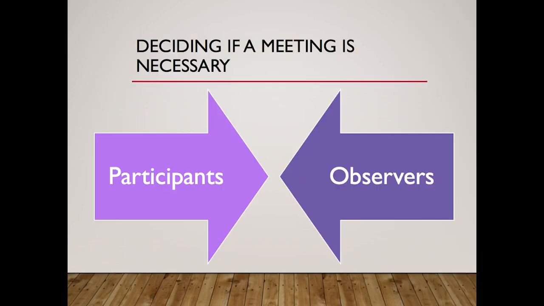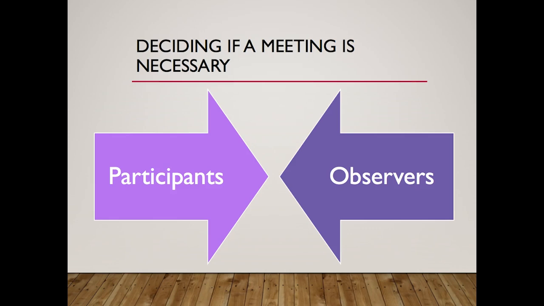Deciding if a meeting is necessary. The first thing you need to decide is if a formal meeting is necessary. Perhaps those morning staff meetings could be reduced to a few times a week instead of every day, or maybe they could take place over morning coffee and be more informal. In the next module, we'll talk about some alternatives to meetings too.